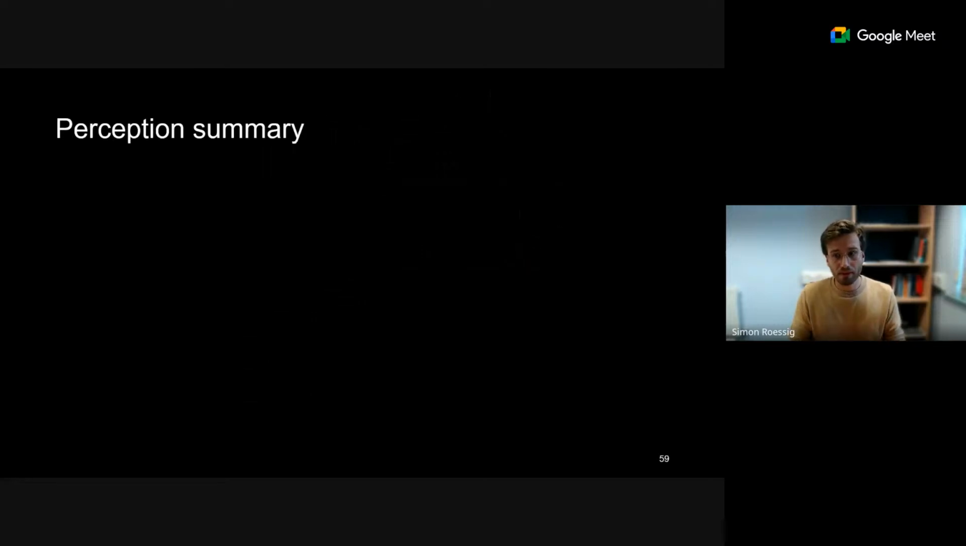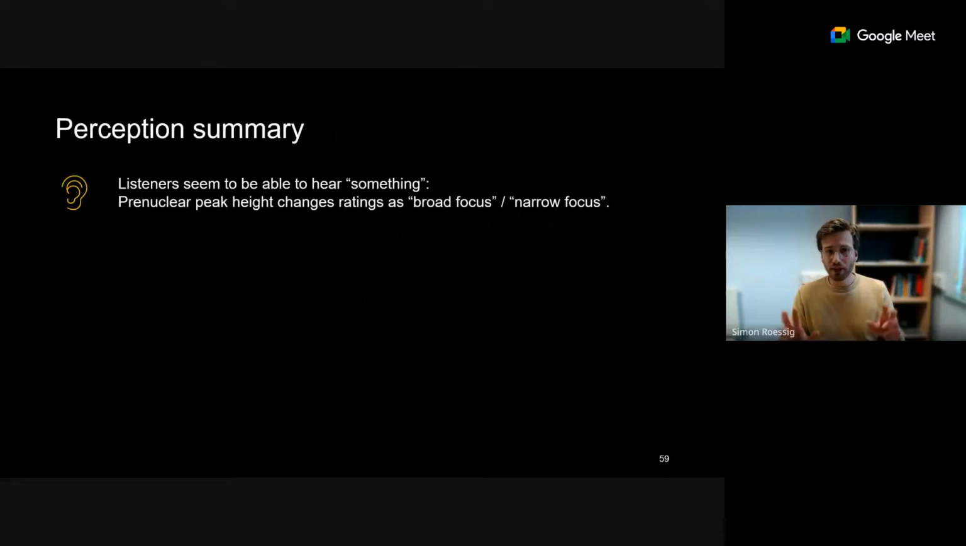So to sum up the perception findings here, listeners seem to be able to hear something. Prenuclear peak height changes the ratings as broad focus or narrow focus, with higher prenuclear peaks leading to more ratings as broad focus. Well, the effect is quite subtle, quite small.